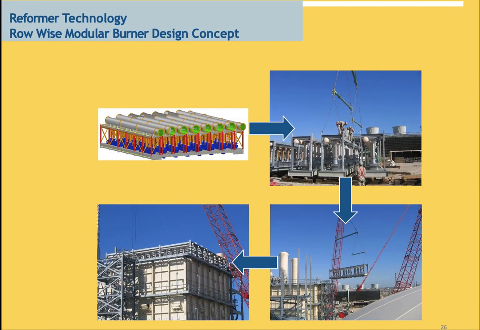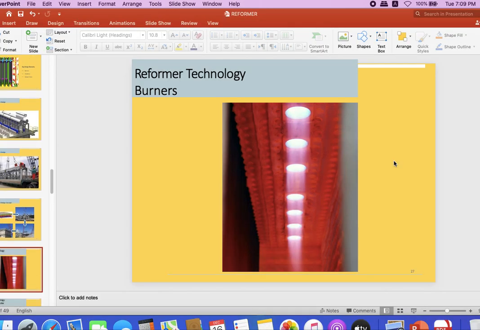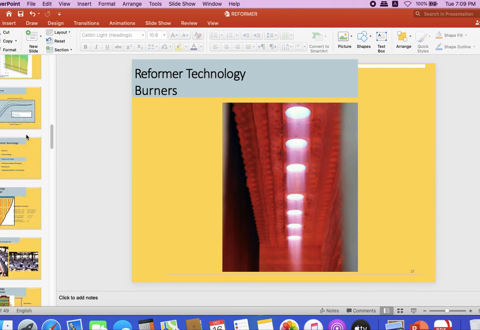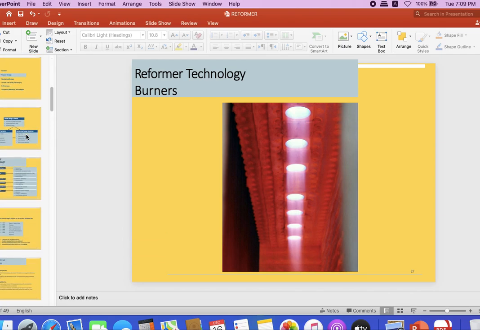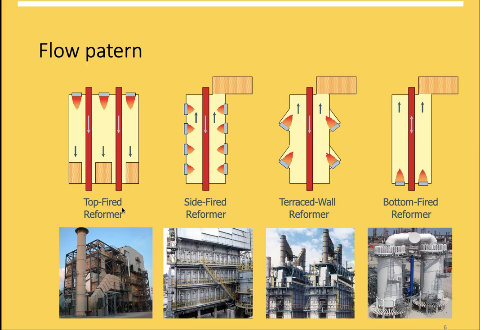Here is the illustration and the construction activity for the reformer. And finally, I want to show you the shape of the top fired burner. Through our lecture, we know that there are many types of mechanical design of the reformer, as I mentioned to you here. One of them is top fired, which is the famous measure of the hydrogen production plant working with top fired. Okay, and there are benefits from this design.